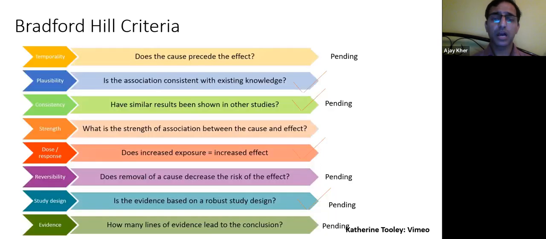Next, coming to the Bradford Hill criteria, again, they don't show temporality in this paper, but since then there have been studies where they've shown temporality as well. Plausibility, again, they've shown multiple evidences in their discussion, and similar results from other studies are also quoted. They've shown that there is a dose response curve: the higher the preeclampsia, the higher the sFlt1 level. So that is something that they have shown.